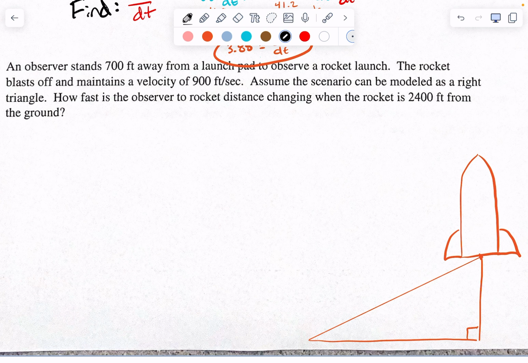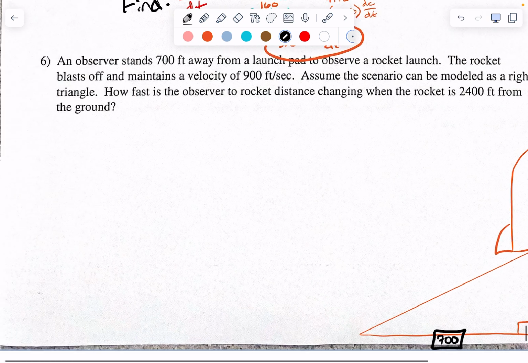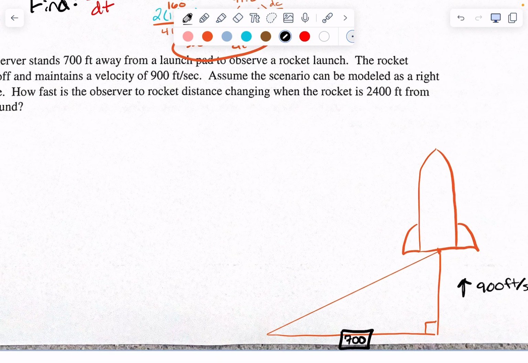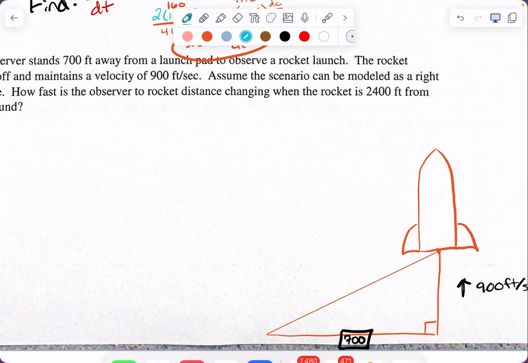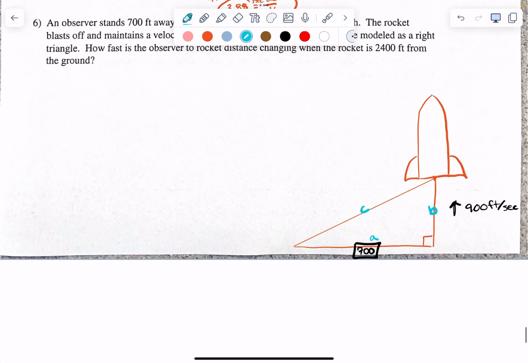700, bottom. Will that stay 700? Yes, so I'm going to put a little box around it. He stays. The rocket blasts off and maintains a velocity of 900 feet per second. Assume the scenario can be modeled as a right triangle. How fast is the observer's rocket distance changing? All right, this is the Pythagorean theorem again. Let's give some names. A is 700, B is the side, C is this one. The equation is A squared plus B squared equals C squared.